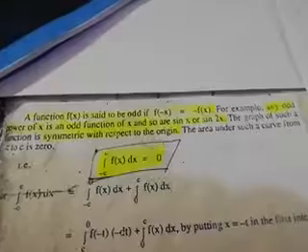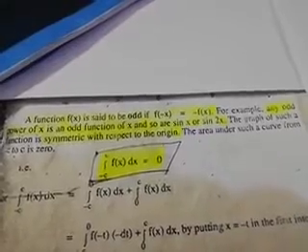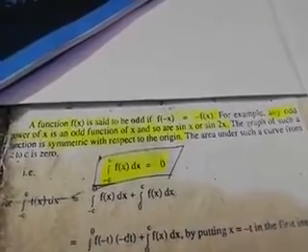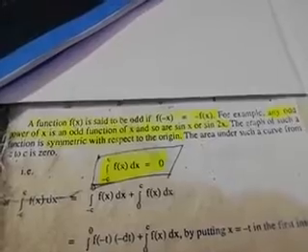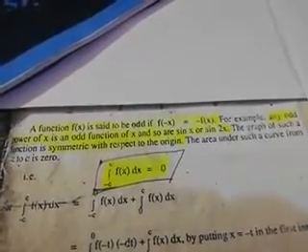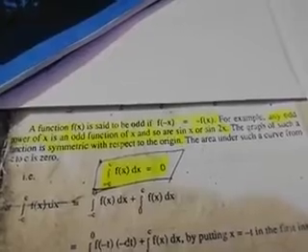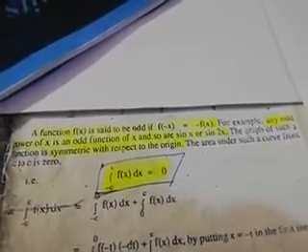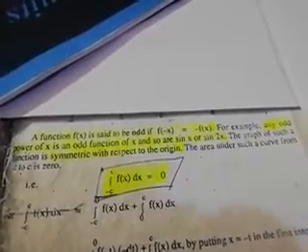As it is clear from the graph as well. A function f of x is said to be odd if f of minus x is equal to minus f of x, as I already told you. Any odd power of x is an odd function of x, and so are sine x and sine 2x. So the sine function is basically an odd function.